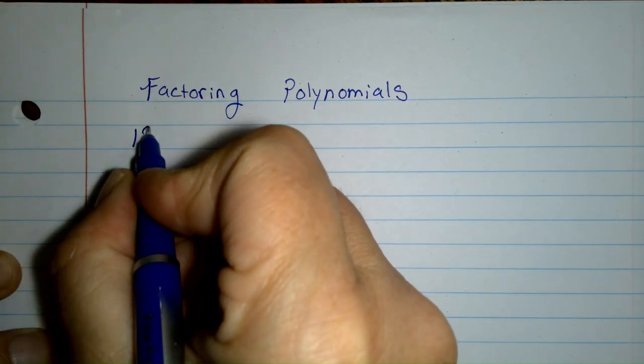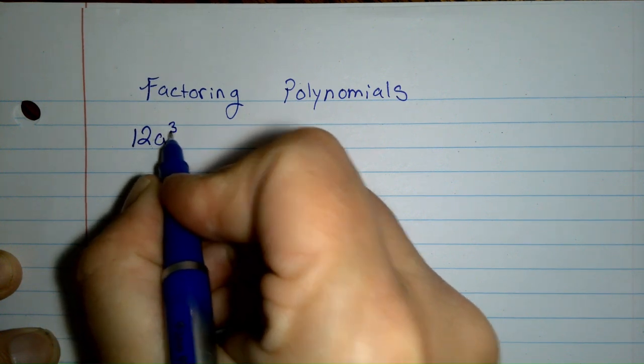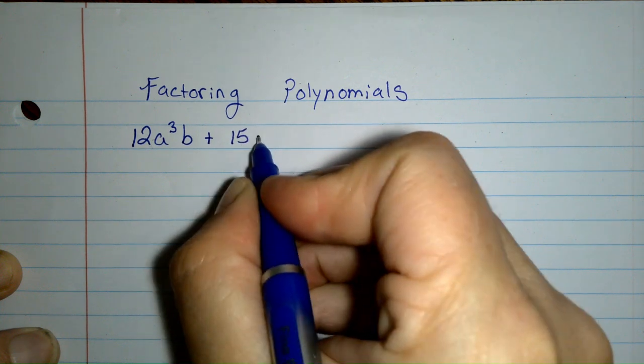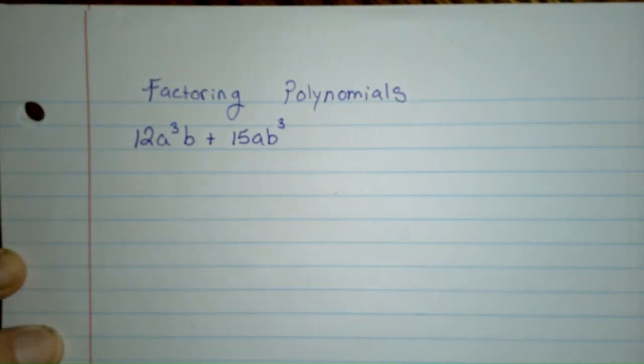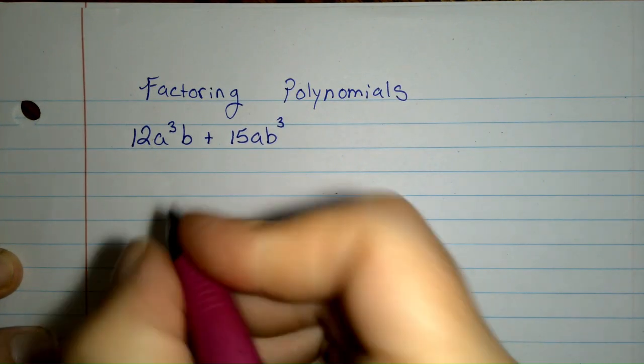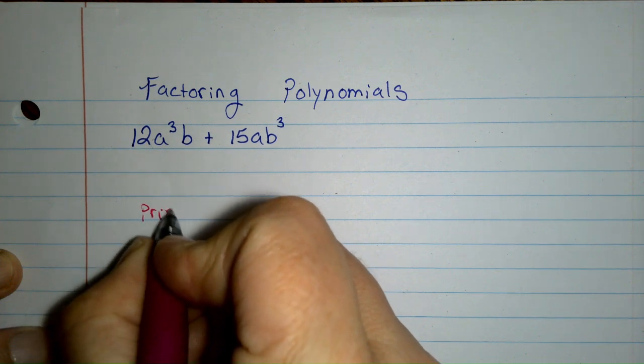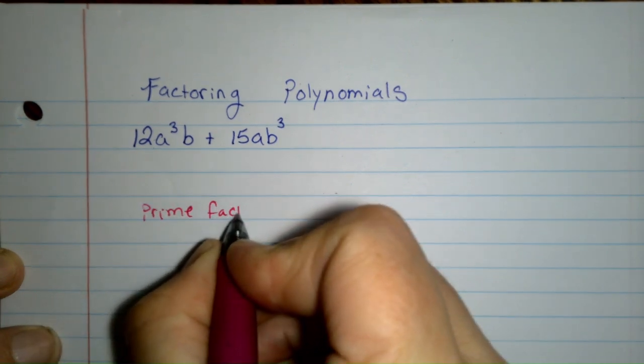So the first example we're going to get to is we're just going to use some a's and b's. So we have 12a cubed b plus 15ab cubed. So factoring just means, we'll just go ahead and do a side note. If you remember when you were younger, you did prime factorizations. And that's actually what we're after here again.